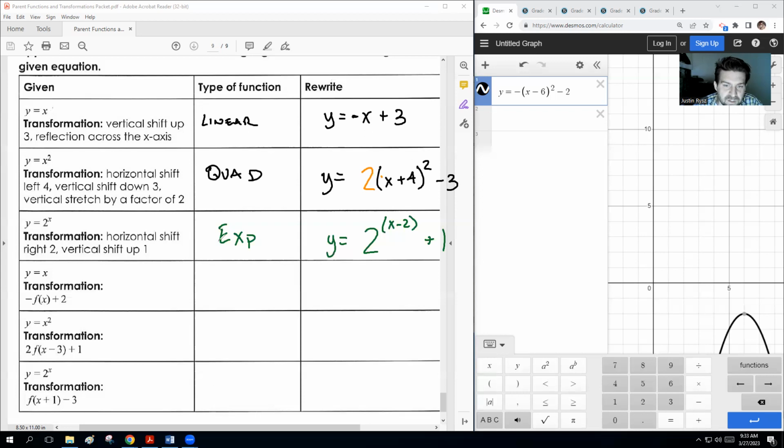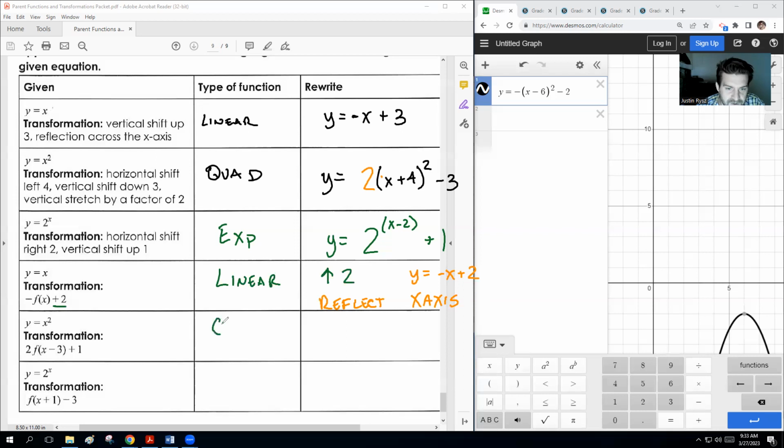All right, ooh, what's this one here? We're going to try to name this. We got y equals x, so that's a linear. Let's try to figure out what's going on here. We got the plus 2, so that means it's going to go up 2 on the outside. And then the negative on the outside is reflected across the x-axis. If we had to rewrite that, that would just be y equals negative x plus 2.